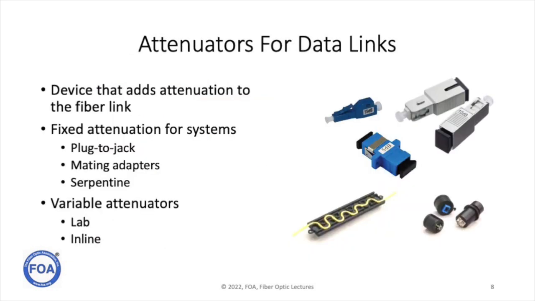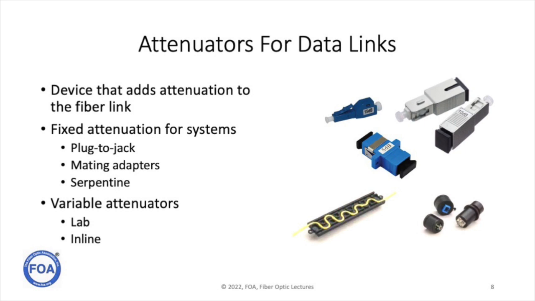Here are examples of several types of attenuators. The ones on the top are inline attenuators that plug into the jacks on patch panels or into the input port of a receiver. The blue one in the middle is an SC mating adapter attenuator, where the adapter is made to install a certain amount of attenuation when you plug 2 regular patch cords together.